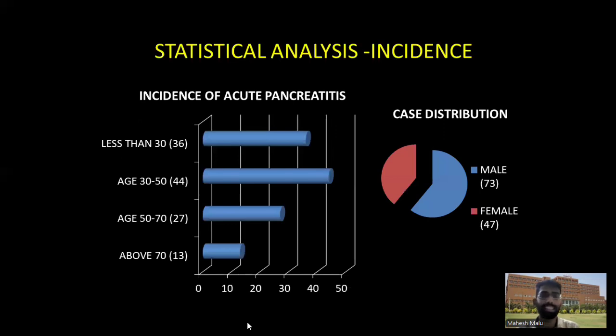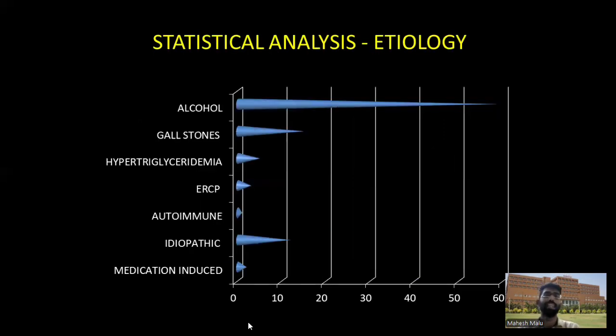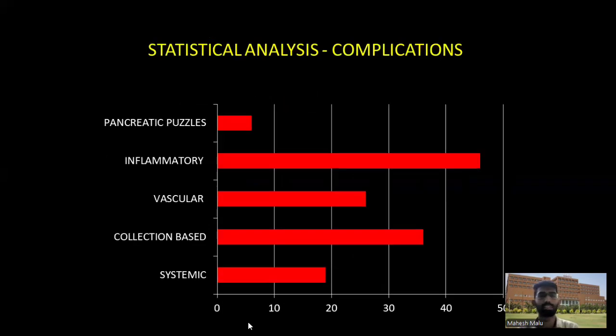The statistical analysis of the incidence. Out of the 120 patients, 73 were male, 47 were female, while the maximum cases were in the age group of 30 to 50, while the minimum were in those above 70 years. In the analysis regarding the etiology, the most common cause was alcohol, followed by gallstone, followed by idiopathic, and the other reasons were hypertriglyceridemia, ERCP, autoimmune, medication induced.